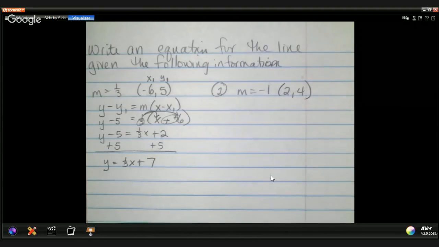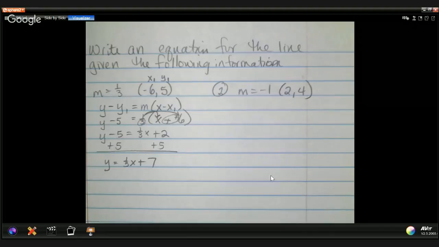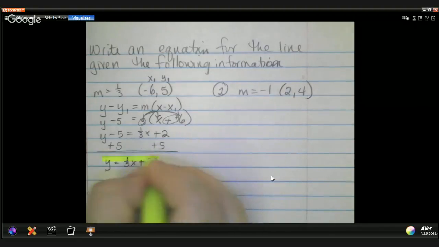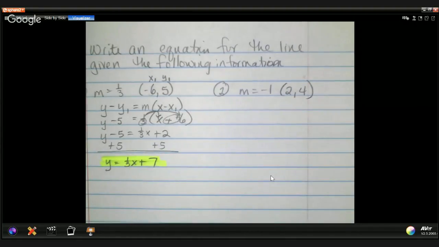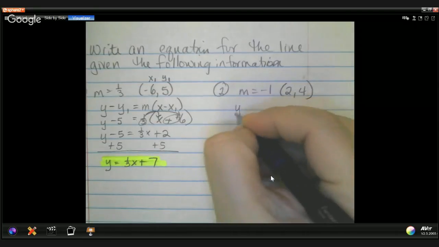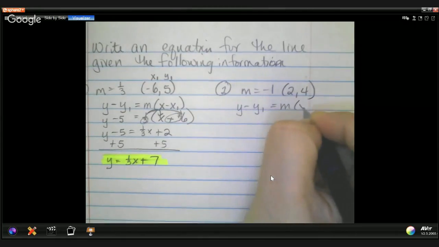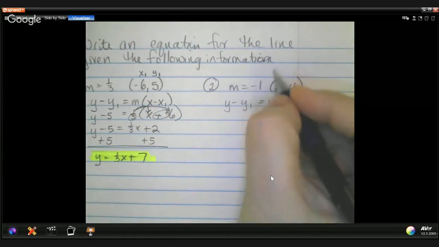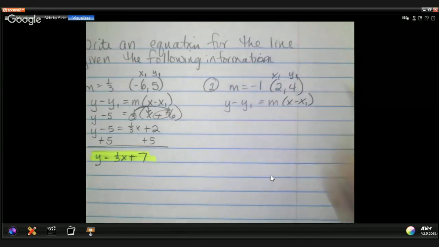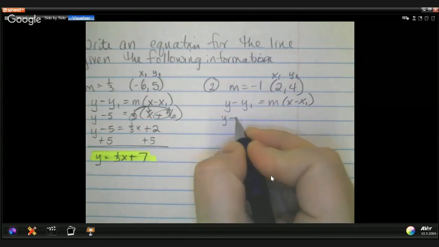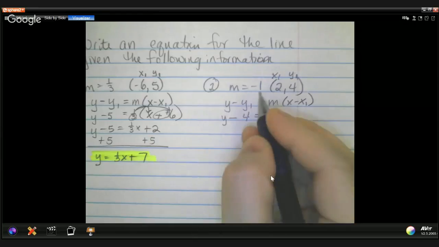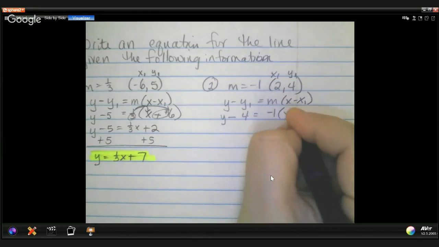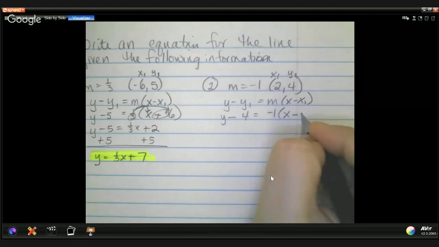So the equation of the line that has a slope of 1/3 and passes through the point -6, 5 is y equals 1/3 x plus 7. All right, let's look at the second one. So this should be y minus y1 equals m times x minus x1. Now this is my x1, this is my y1, so I can plug it in. So y minus 4 equals my m, -1, times x minus x1, which is 2.